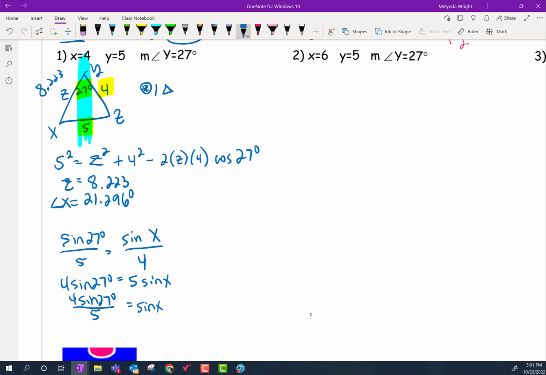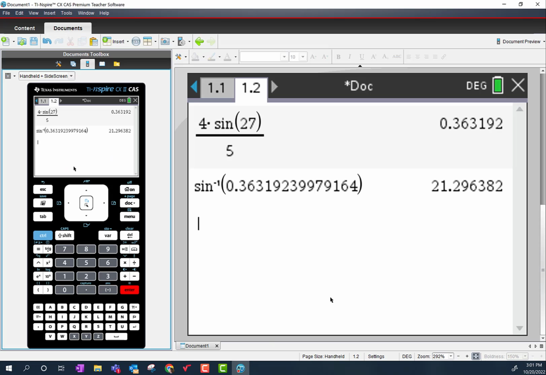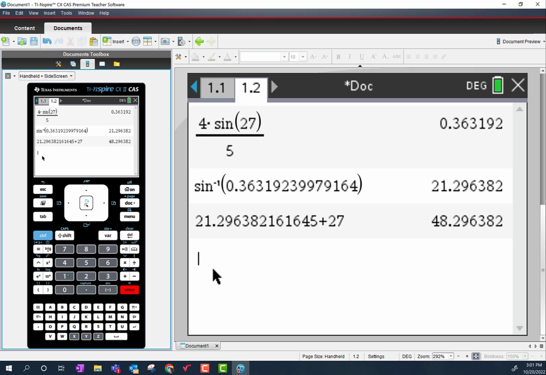So I'm going to add the 21.296 plus the 27, and then I'm going to subtract it from 180. So I'm going to pull this number down. I'm going to add 27 to it. And then I'm going to say 180 minus this number. And that gives me, oh, and that's obtuse. So we would have gotten into big trouble if we had tried to find angle Z with law of sines, because we would have gotten the wrong answer.